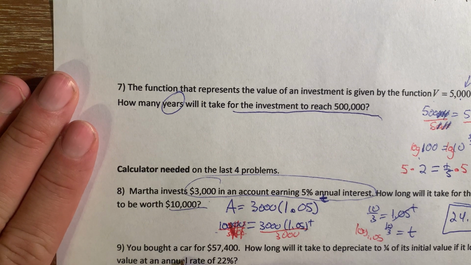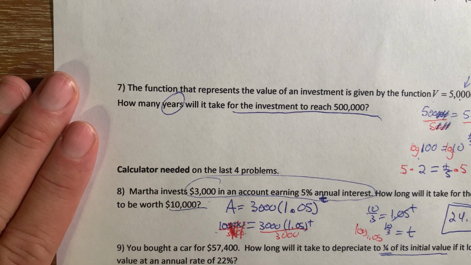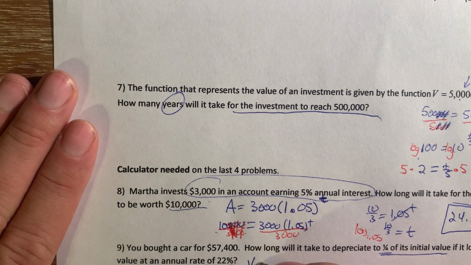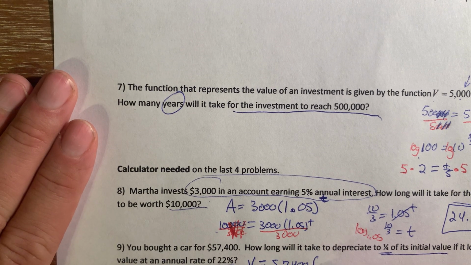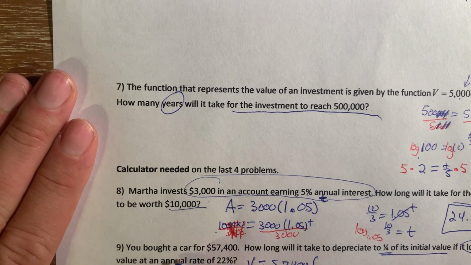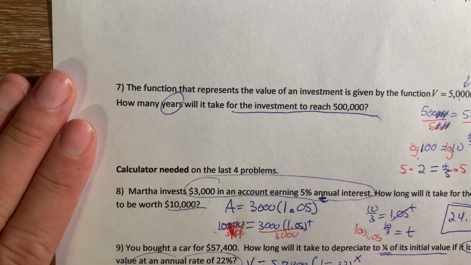You bought a car for $57,000. How long will it take to depreciate to 1/4 of its initial value if it loses its value at an annual rate of 22%? So write a function that will talk about the car's value over the years. Hopefully we realize the value of the car will be equal to its starting amount times, it's losing its value at a rate of 22%. That's 1 minus 0.22 to the x, or 57,400 times 0.78 to the x.